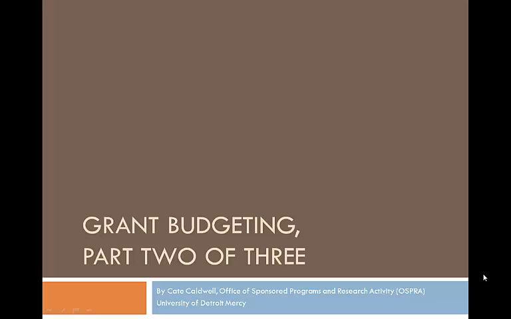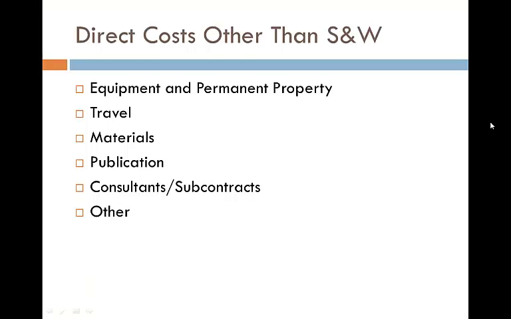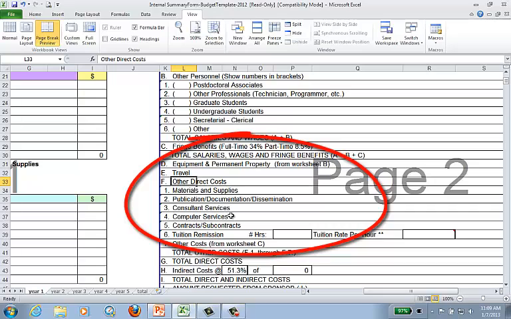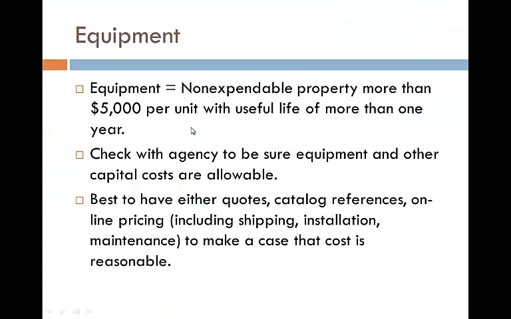This presentation is part 2 in a 3-part series on developing a budget for a grant proposal. Part 2 will focus on budgeting costs other than personnel. Common direct costs other than personnel are as follows: equipment and permanent property, travel, materials and supplies, publication, consultants, subcontracts, and other. These costs can easily be found on our internal budget sheet in sections D, E, and F. Part 1 of the grant budgeting series will show you how to access this form.